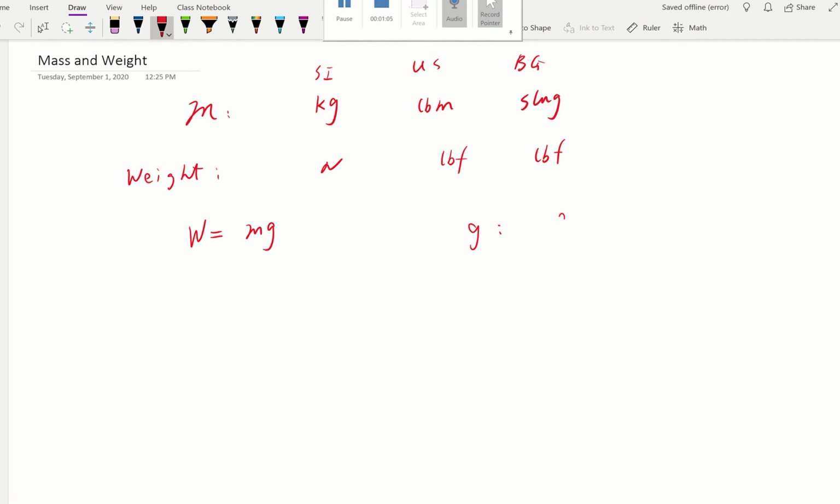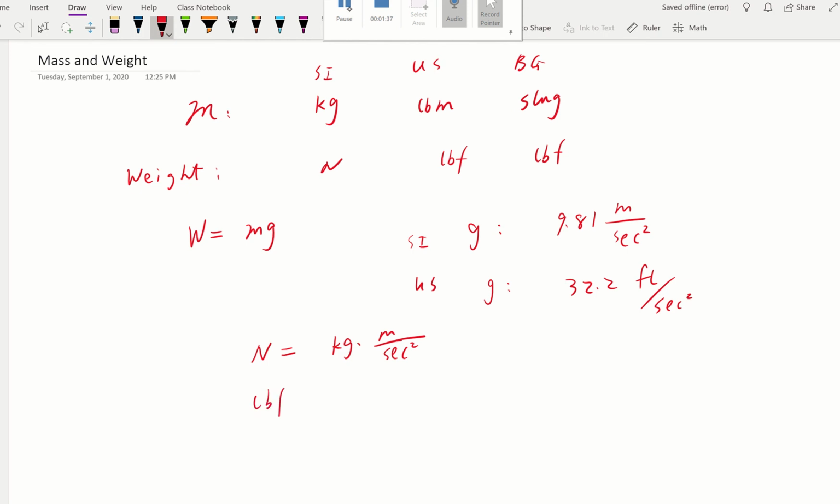G in SI is equal to 9.81 meter per second squared. It takes the acceleration unit. G in the US system is equal to 32.2 foot per second squared. All right. And another concept to quickly review: Newton is basically kilogram times meter per second squared, because it's mass times acceleration, and pound force is slug times foot per second squared, though that's not very commonly used.